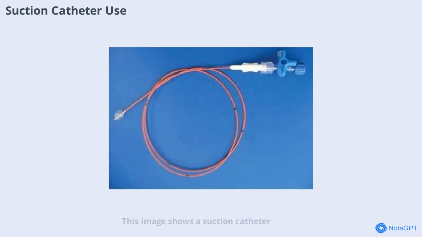This image shows a suction catheter, a device commonly used to remove secretions from the airway. Suctioning is a critical procedure in both emergency and routine care, helping to keep the airway clear and prevent aspiration. The catheter is connected to a suction machine, and its flexible tubing allows it to reach deep into the airway. Proper use of a suction catheter can make a significant difference in patient outcomes, especially for those with compromised respiratory function.